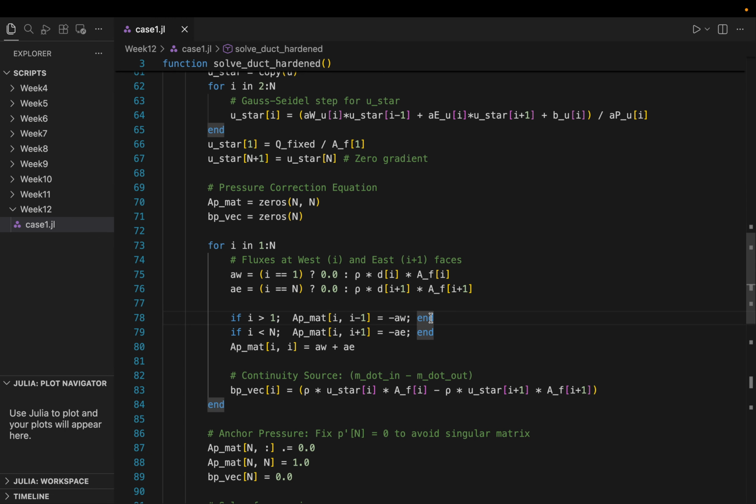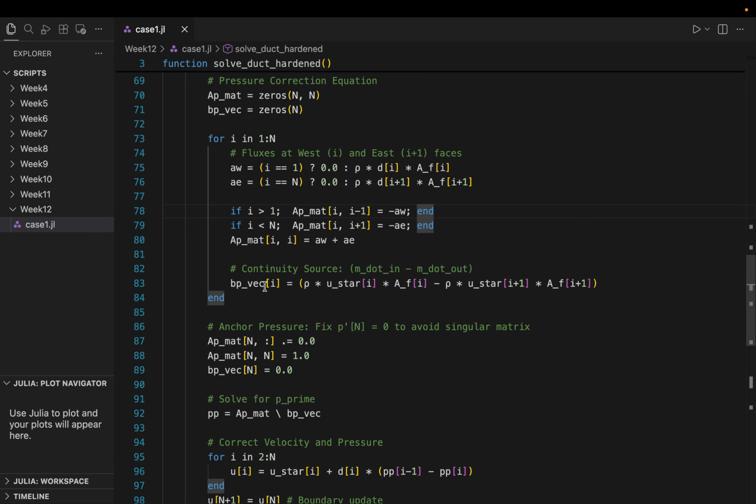So for all the values for I greater than 1 except for the boundary cell, you have the AP calculated from AW and the other way around. BP for the pressure correction term, the RHS is basically the net mass flux. Why are we doing pressure correction? To make sure that the velocity is divergence free. So the B term for this equation will be the divergence of the velocity field. This is the net mass flux imbalance that is happening across the cell.